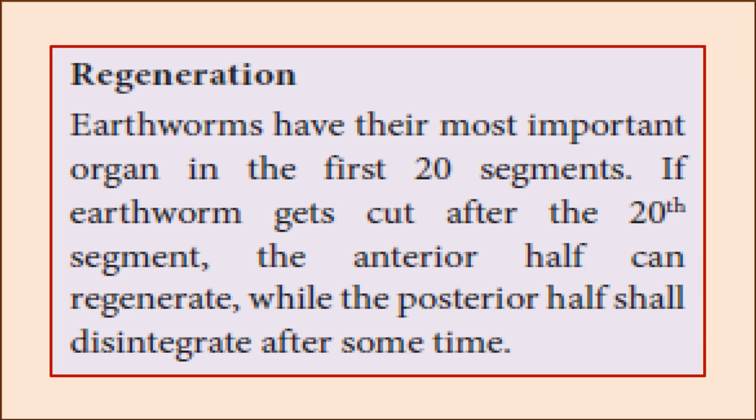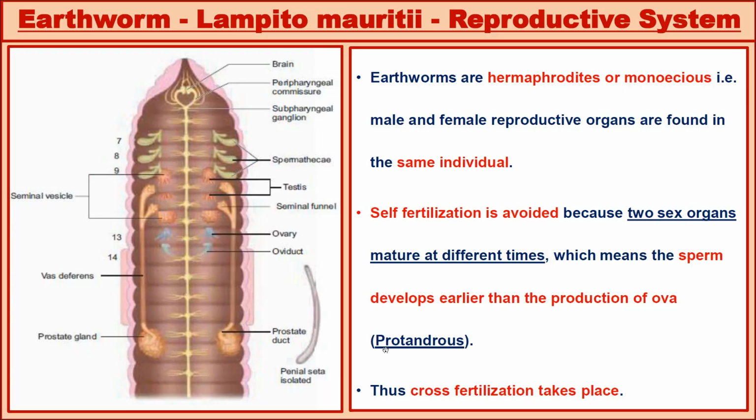Regeneration in earthworm. Up to the 20th segment, the earthworm has all the important organs. So when there is a cut after the 20th segment, the anterior half of the body can regenerate the posterior half, whereas the posterior half cannot regenerate the anterior half, and it will disintegrate after some time. Now let us see the reproductive system of earthworm.